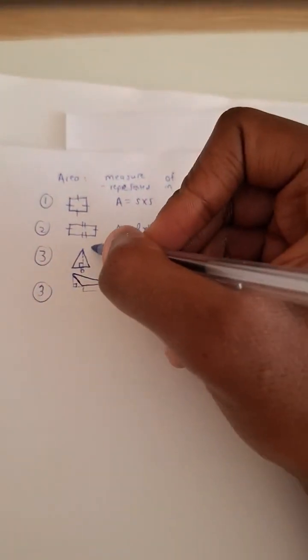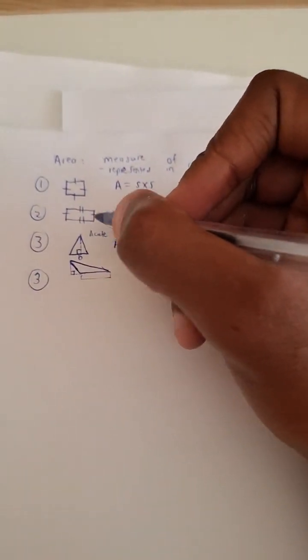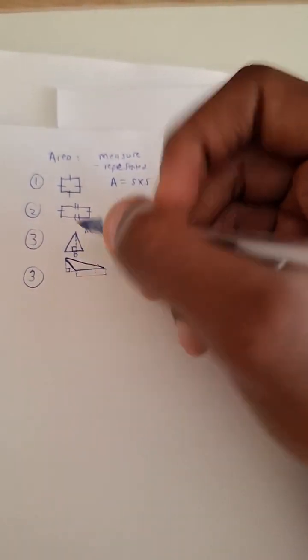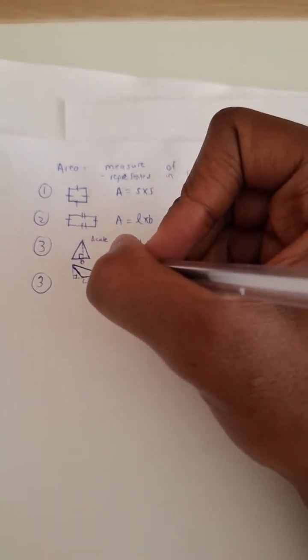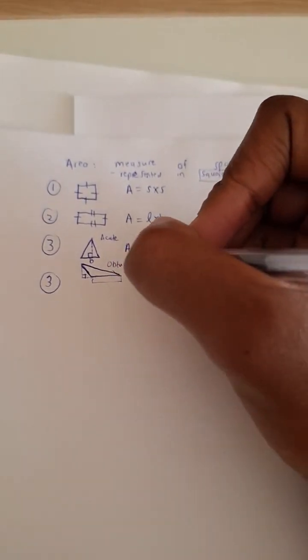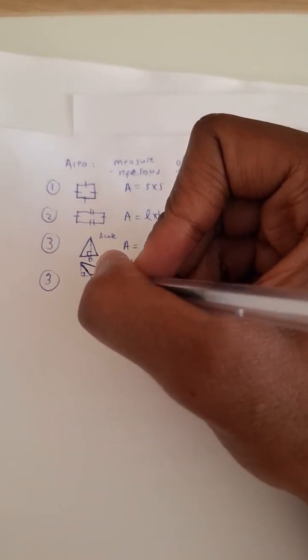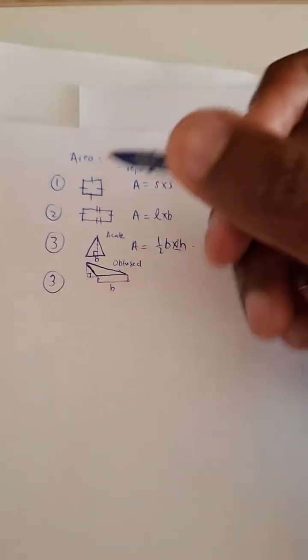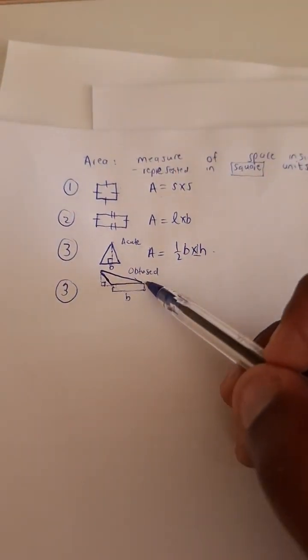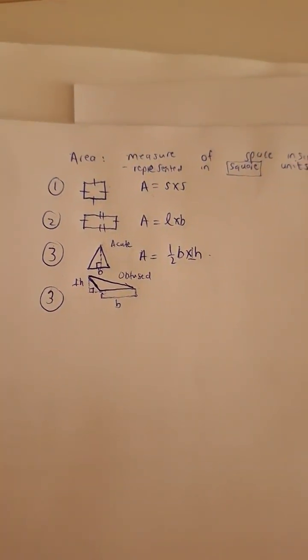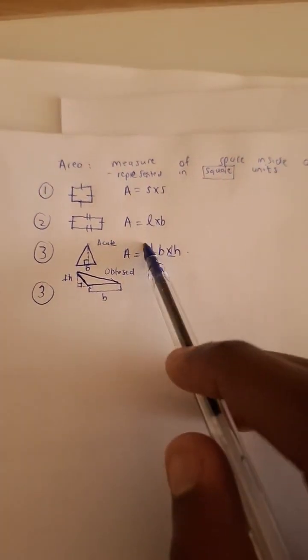This will apply obviously for an acute angle triangle where the perpendicular height is there and the base is there. For an obtuse angle triangle, guys, the base is just there. The perpendicular height is that there. Okay, so let's just understand that, but that's the formula. 4.